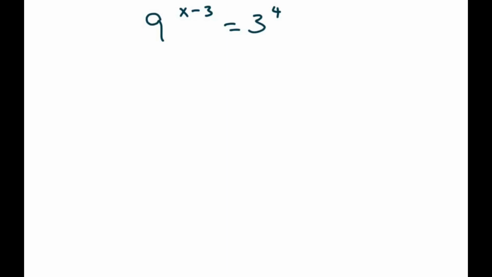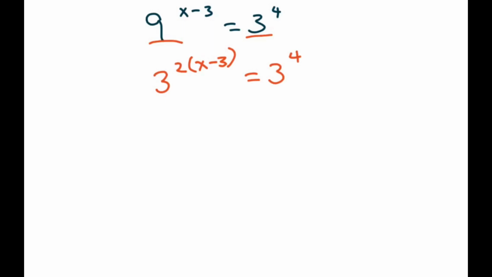All right, so the next one, the bases are not the same. So I'm going to make my bases the same. And remember, it always goes small. So I know 9 is 3 squared. And you have the square there, and you multiply that by whatever's already in the power.